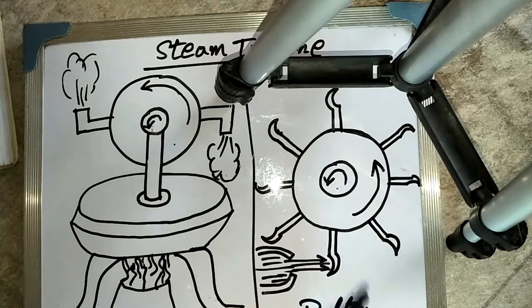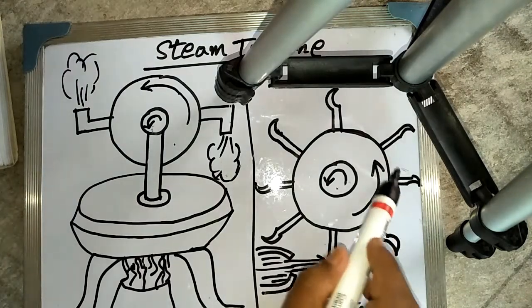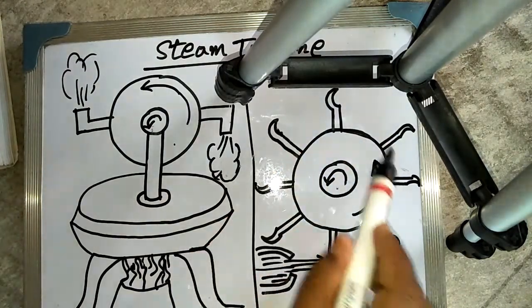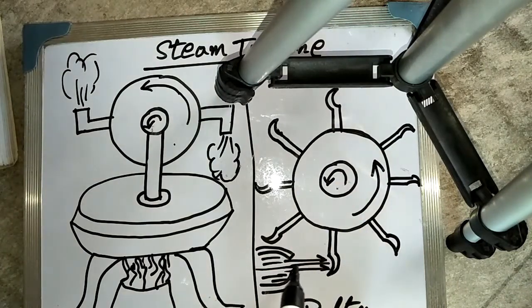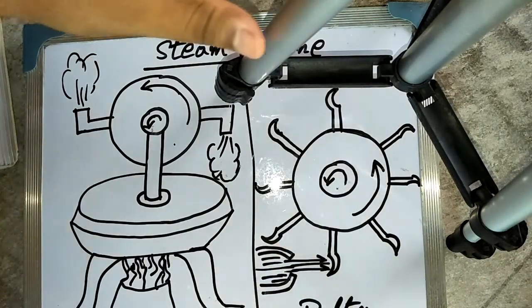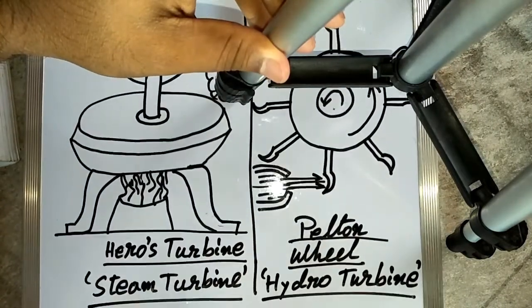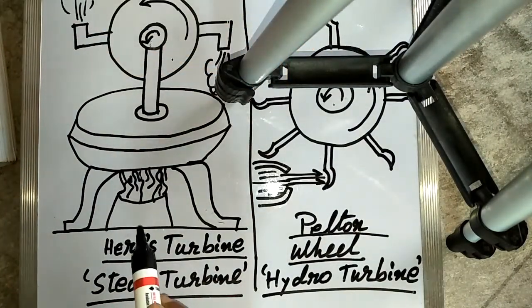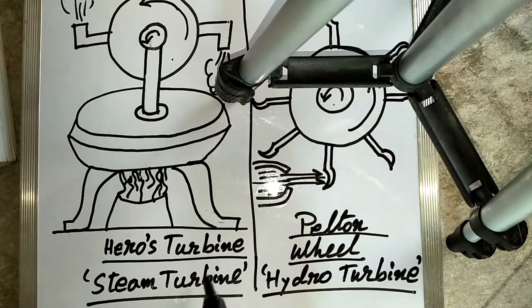It's a Pelton wheel. Here a nozzle is shown. This is the water jet, and these are the cups or blades mounted on the wheel. As the water jet strikes on them, the wheel starts rotating in this fashion. This is Hero's turbine, and this one is the Pelton wheel. This is a basic steam turbine, and this one is the basic hydro turbine. So these are the basic concepts of steam turbine.